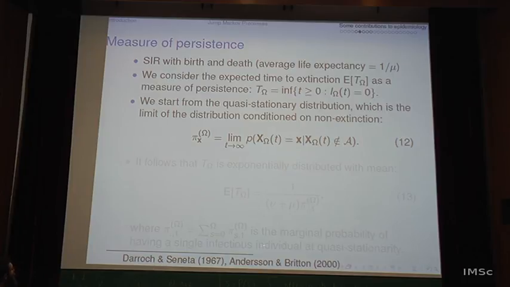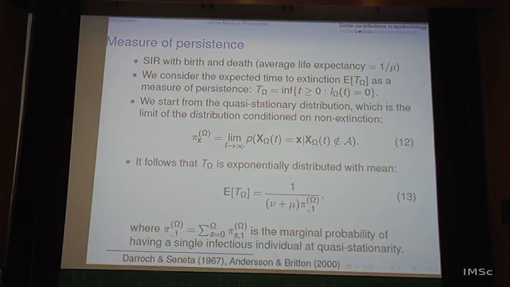So we're going to look at the quasi-stationary distribution, which is the distribution on the long term, but conditioning on non-extinction. And the fact is that this is well defined for this kind of model where you have a constant population size and only a finite set of absorbing states.